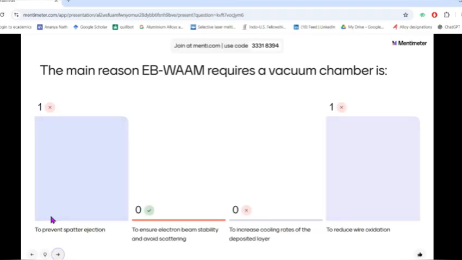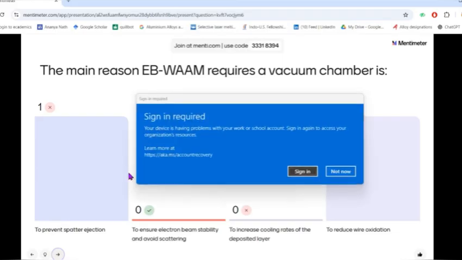to ensure the electron beam stability and avoid scattering, to prevent spatter ejection. No, not spatter ejection. To reduce wire oxidation. So wire oxidation is reduced because of the vacuum. The vacuum is not made to reduce the oxidation. The vacuum is maintained so that when the electron beam is coming, basically the beam is made of electrons which are very lightweight. So they will not get scattered because of the air particles.